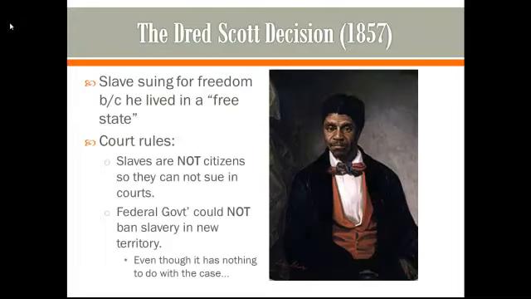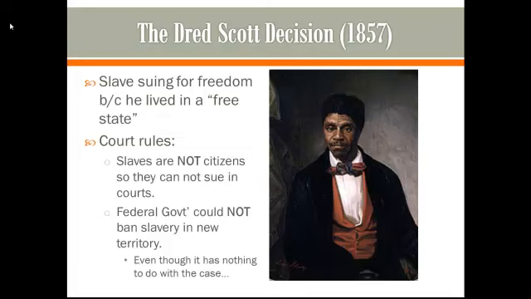The next major cause of the Civil War is going to actually happen in 1857. It's going to be a Supreme Court case where Dred Scott, a slave, actually sued his master in court for his freedom. Dred Scott was a slave who had lived in states like Illinois and others, Minnesota, that were actually free states. And so he sued his master for his freedom, saying that he lived in a free state and so he should be allowed to be free.